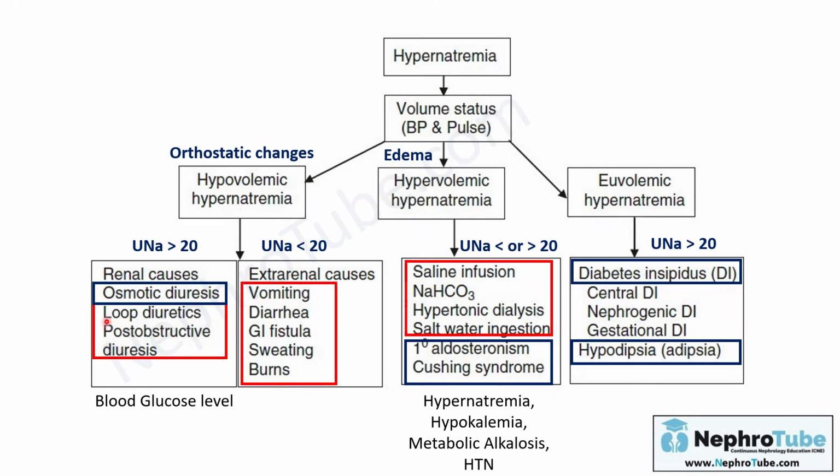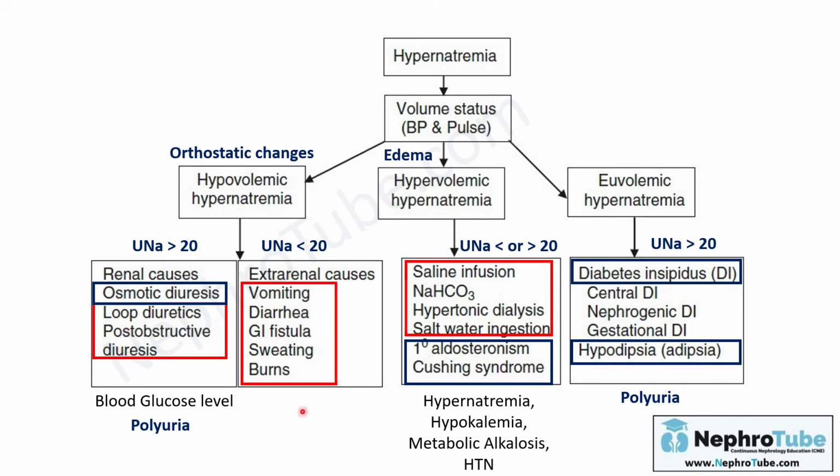In case of osmotic diuresis, for example, secondary to diabetes mellitus and diabetic ketoacidosis, you will find high blood glucose level, and usually you will find polyuria. In case of diabetes insipidus, you will find also polyuria.